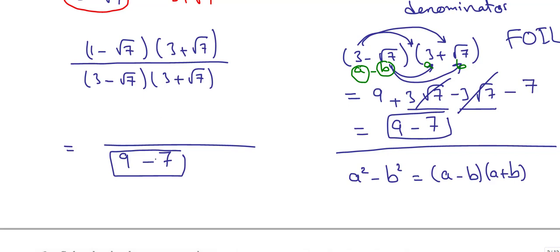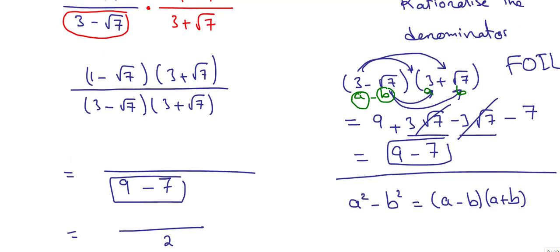طيب 9 minus 7 is very simple too. But up هنا للأسف we cannot do the same thing. ليه؟ Because this is not a difference of two squares. These are two completely different brackets. This is 1 minus root 7. This is 3 plus root 7. It's not the same thing. So in this case, we have to do what? We have to apply FOIL.